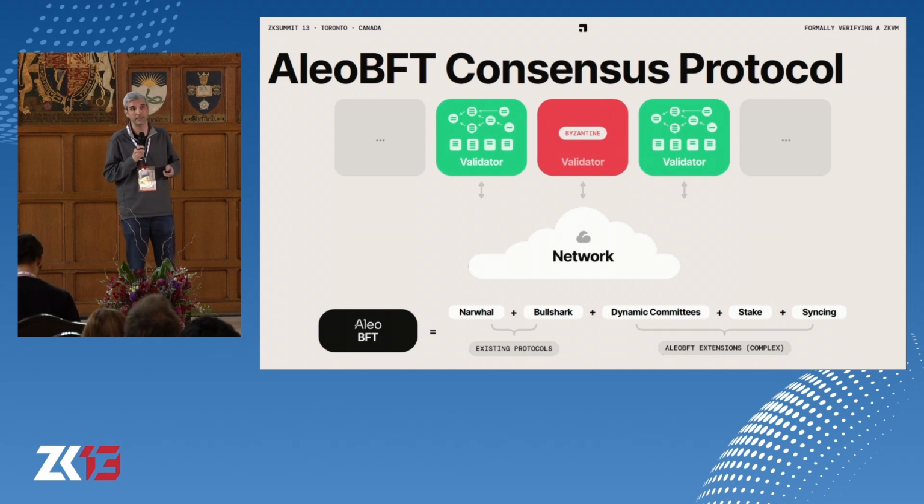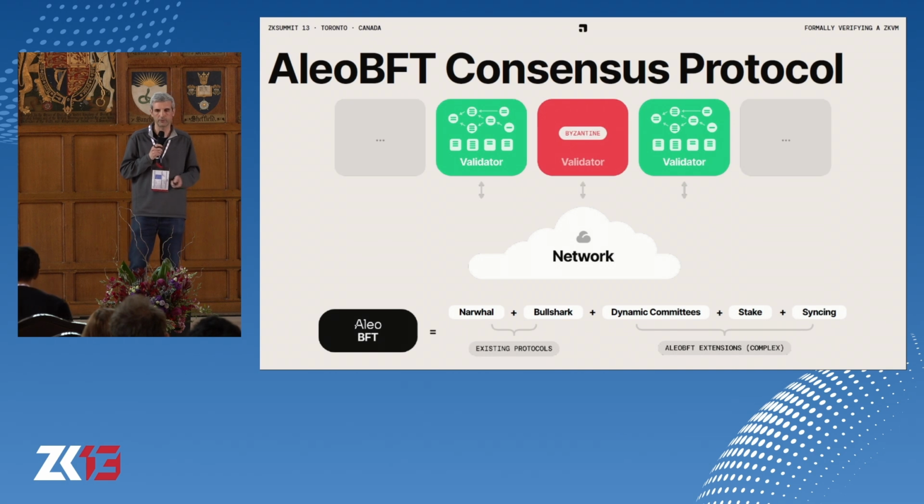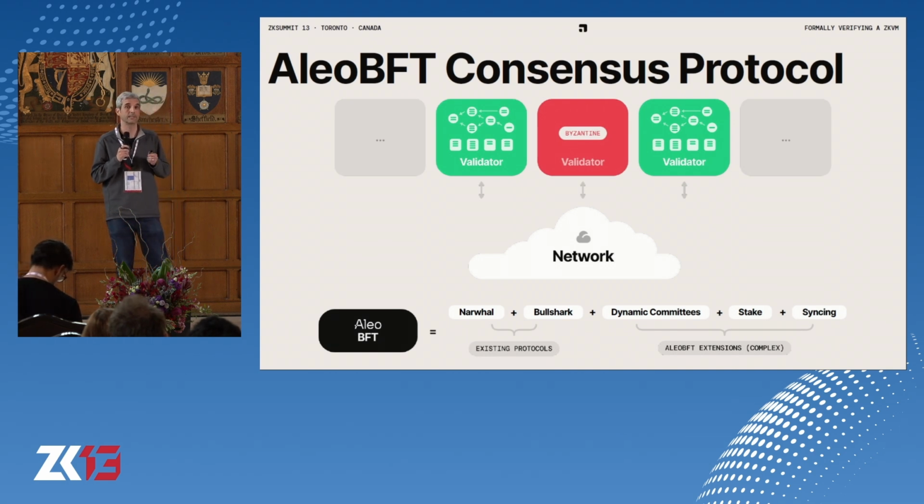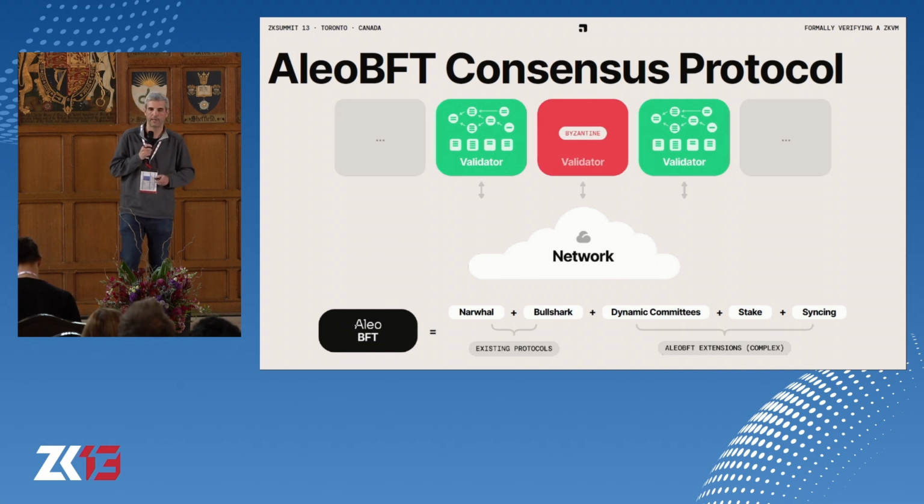But then the whole team, Aleo and Provable, made significant extensions. One is that the validators are dynamic, so they can change potentially at every block, even though usually they don't, but they could. Also, we use stake and not just numbers of validators. And then there's also a phase of syncing. When a validator comes up, it has to sync, and there are some subtle issues there for correctness.